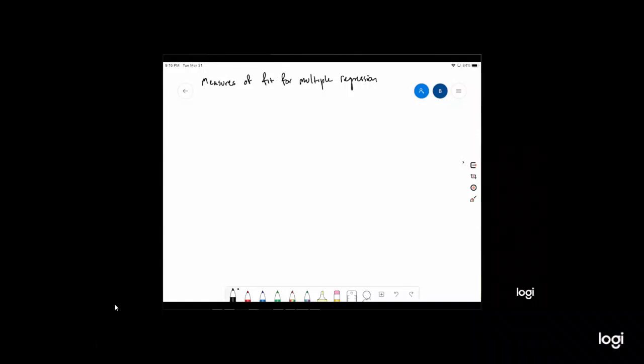Okay, so we're going to quickly go over measures of fit for multiple regression. This is in lecture notes 6, page 4. So measures of fit in a single variable regression, or a regression model with only one x variable, one right-hand side variable, we had the standard error of regression that we talked about before, and we also had the R squared. We also called this goodness of fit statistics before.